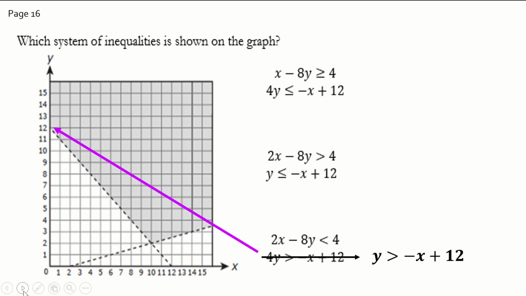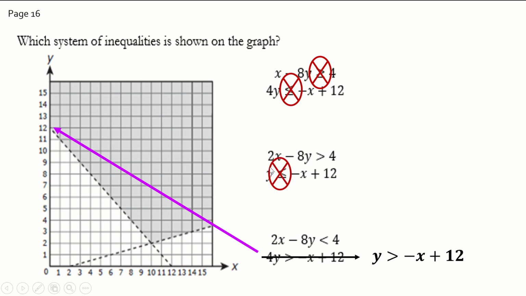Looking at the very first option, we see that both lines are dashed lines. So right away, we know that the inequality symbol should be either less than or greater than, just for the fact that these lines are dashed and not solid. So we can eliminate this first option because we see that it says greater than or equal to and less than or equal to.